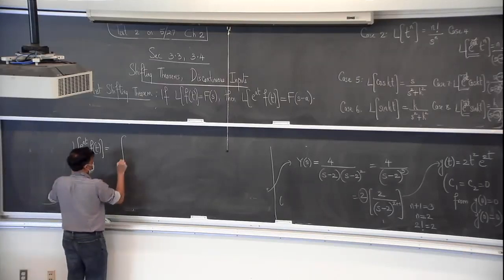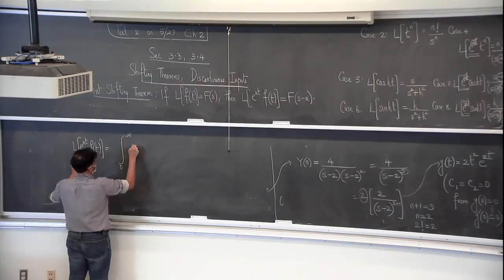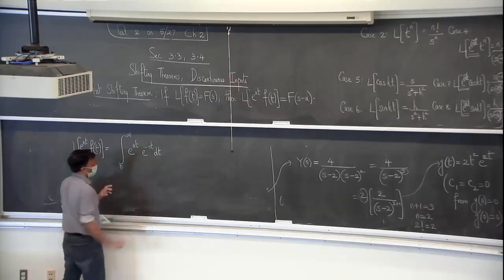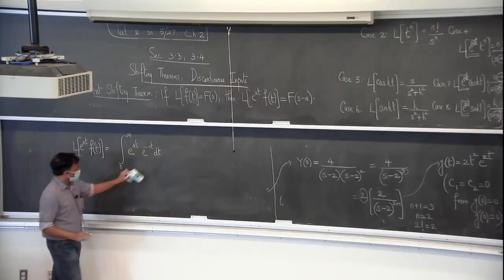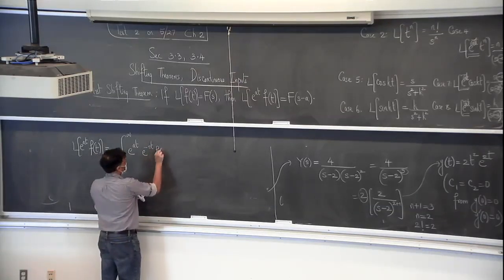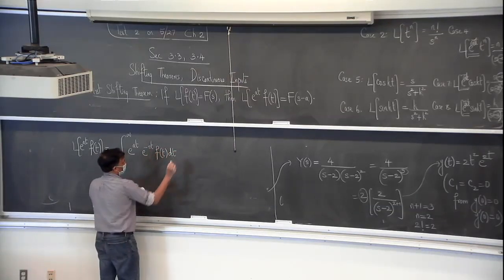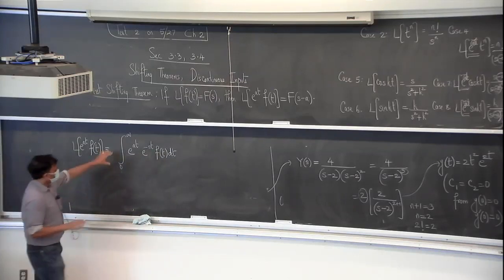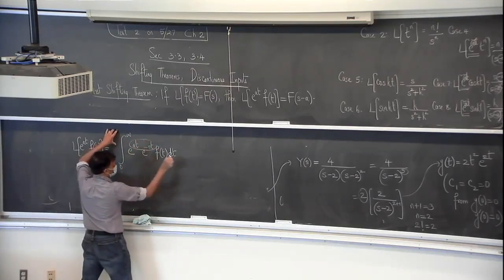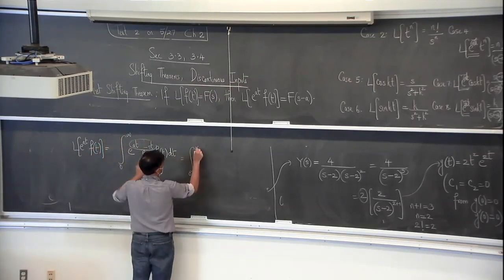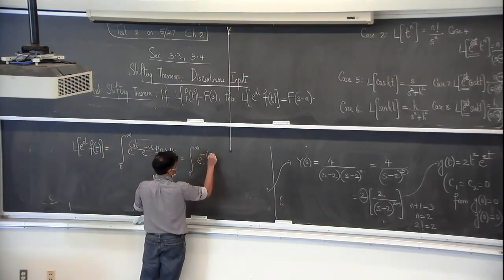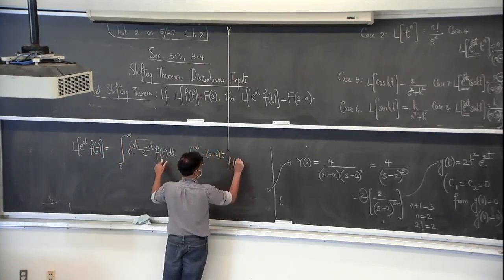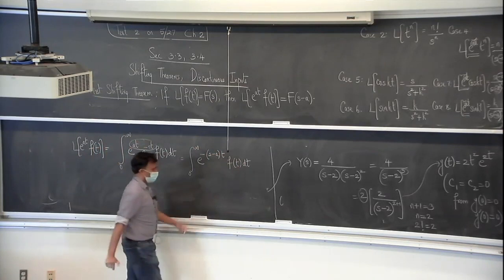Go back to the definition, 0 to infinity e to the power of at times e to the power of negative st dt. Okay, this is my f of t dt. You can combine these two into a single exponent, and that's going to be 0 to infinity e to the power of negative (s minus a) times t times f of t dt.